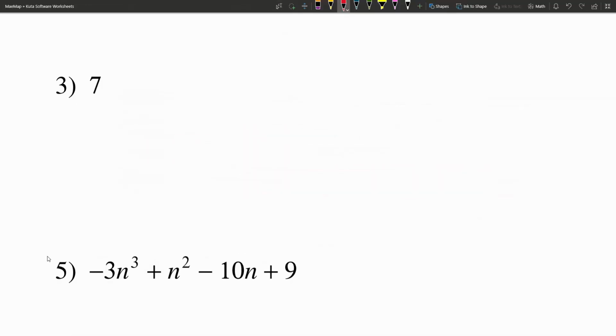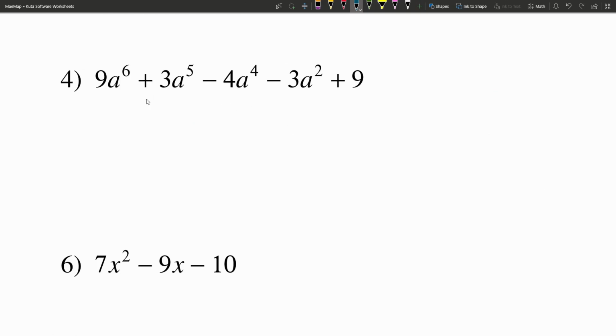As you can see in number 3, what's our degree? Well, we don't have any variables in here. All we have is a constant. Thus, the polynomial named by degree is known as a constant. But not only is it just a constant polynomial, we can see that there's one single term, so this is a constant monomial. Constant for the degree and monomial for the number of terms. A constant monomial.